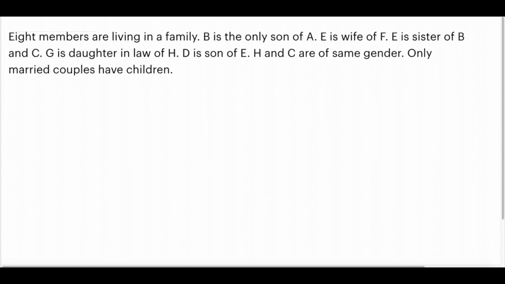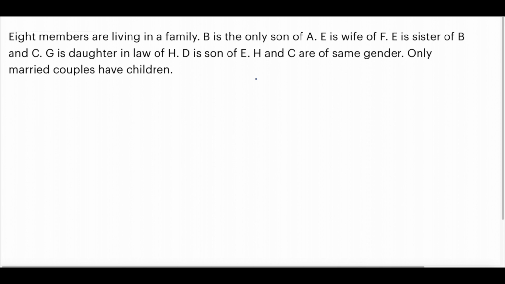The next question is that of a blood relation. 8 members are living in a family. B is the only son of A. Only son means what? A can have daughters, but B is the only son. A does not have any other son. So B is the only son.